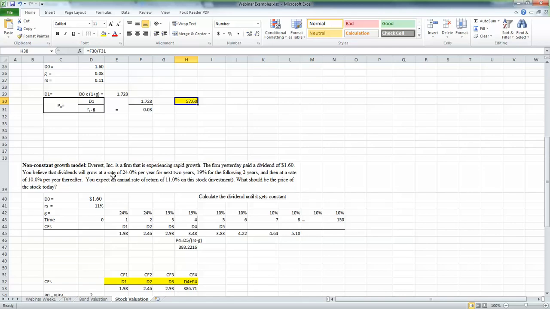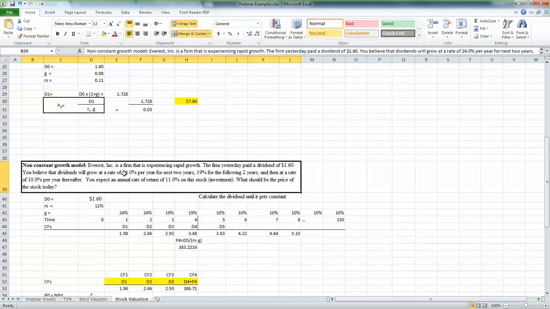For example, for the next 2 years, it just paid $60 dividend, and then the next 2 years dividend is gonna grow by 24%, and the following 2 years is gonna be 19%, and after that you're expecting the dividend to grow 10% forever. Okay, still we have 11% discount rate.